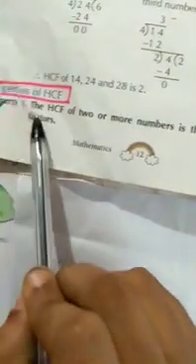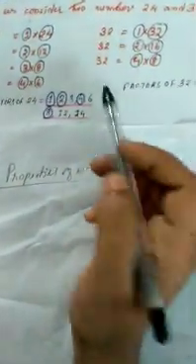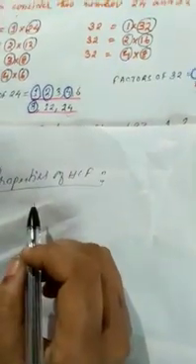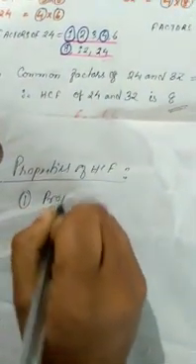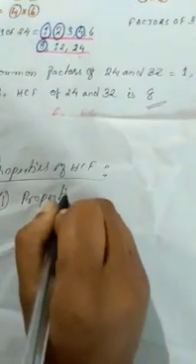So property 1 is: the HCF of two or more numbers is the greatest of their common factors. So what does it mean? See here, in these examples also, 24 and 32. The HCF of two or more numbers is the greatest of their common factors. So what is the common factor? Greatest is 8. So this first property is verified. Just now we found 8 as the greatest common factor, so it is the HCF.